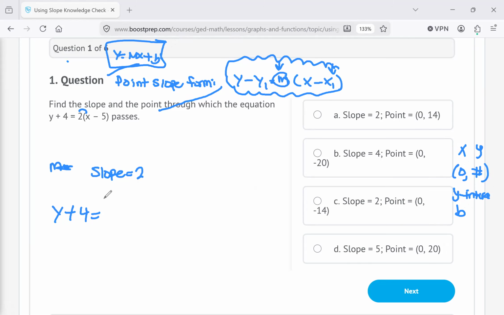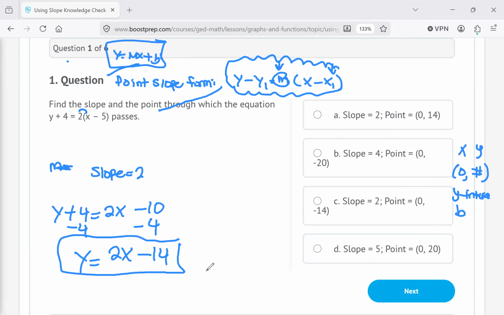So let's do that. So over here, I'm going to FOIL out this 2. So that's going to be 2x. And then 2 times -5 is -10. And then I'm going to get y by itself by subtracting 4 from both sides. So I get y equals 2x, and then -10 minus 4 is -14. Okay. So as you can see, our slope is still 2 because it's the number in front of x. And my b is now -14.